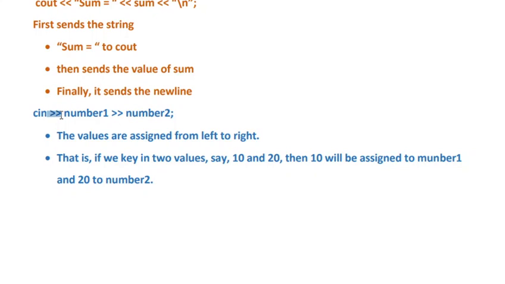Here you see we have two different extraction operators being used for reading two different values. The values are assigned from left to right. So for example, if we key in two values, say 10 and 20, then 10 will be assigned to number 1 first and 20 will be assigned to number 2, right? So if you place 10 and 20 into the input stream, it will place 10 into number 1 and 20 into number 2, in left to right fashion.